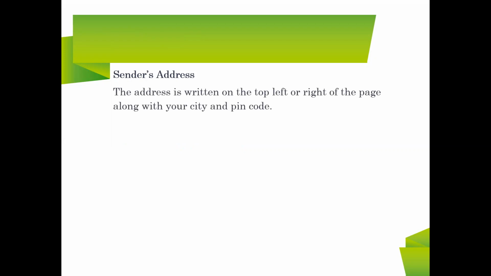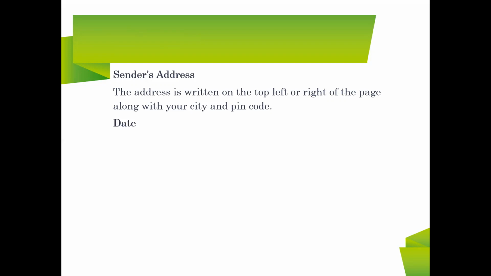Then the main parts of a formal letter include the first one, that is the sender's address. Here the name is not mentioned in this part. We mention only the address part. The address is written on the top left or right of the page. You can write it on either side, but I prefer you to write it on the left side of the page along with your city and pin code. So the address is usually written on the top left.